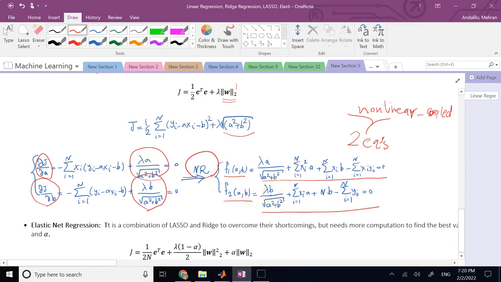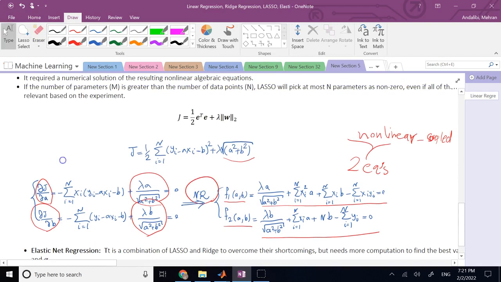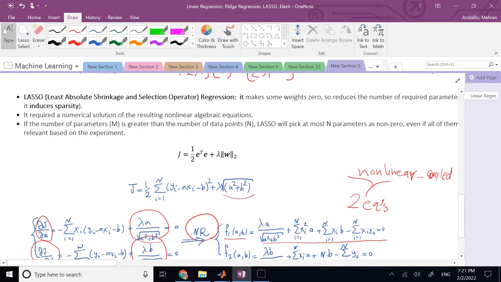So the solution of the LASSO regression is not as easy as the ridge or the linear. You have to use nonlinear solvers. So why should we go through this painful process of nonlinear? Because when there are a lot of them, it's going to be a lot harder. And what's the advantage? The advantage is this.